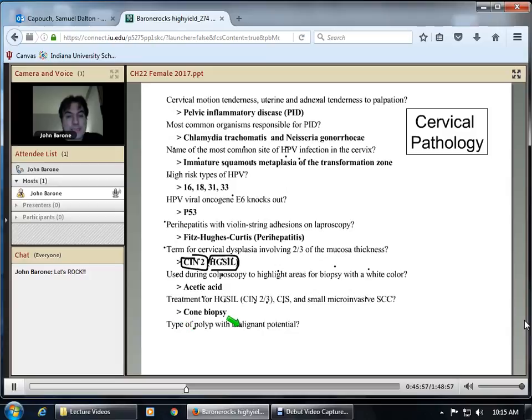All right, now what's the type of polyp that has malignant potential? It's not the endocervical, it's the endometrial polyp. Look for them very closely.